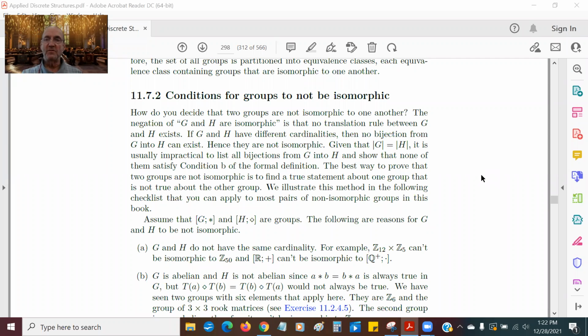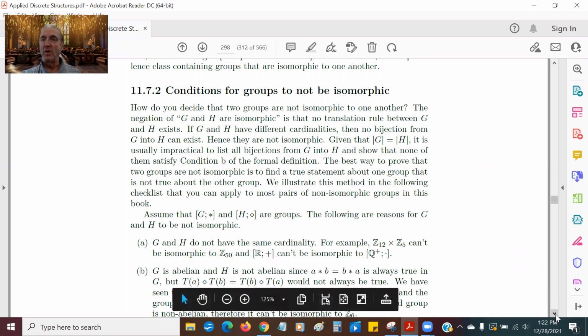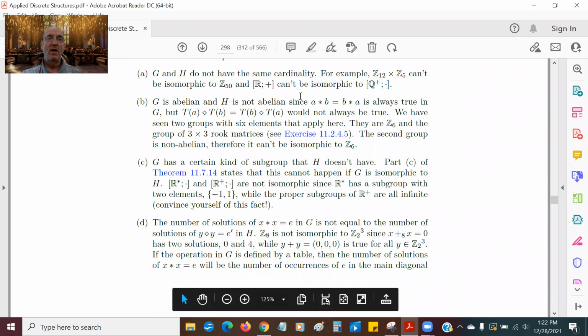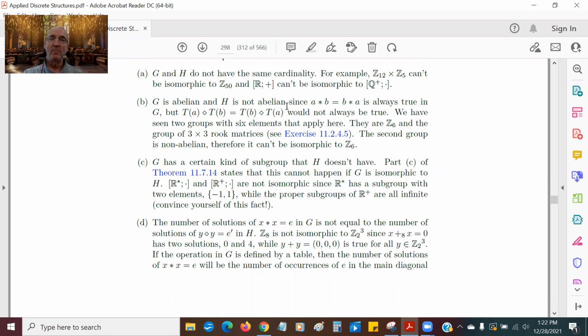Now, it's going to be very obvious if two groups are not isomorphic. For example, if they have different cardinalities, they're not going to be isomorphic. If one's a billion, the other one's not a billion, they're not going to be isomorphic. If G has a kind of subgroup that H doesn't have, it won't be isomorphic. There's a lot of very quick ways that we could see if two groups are not isomorphic.